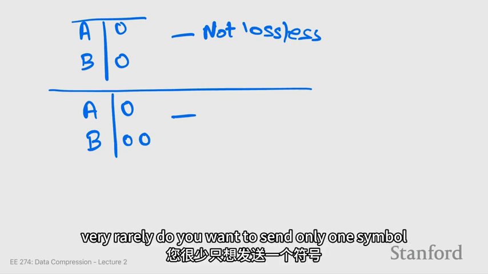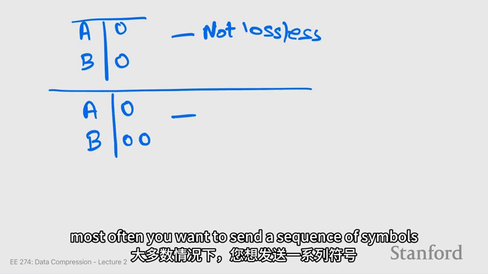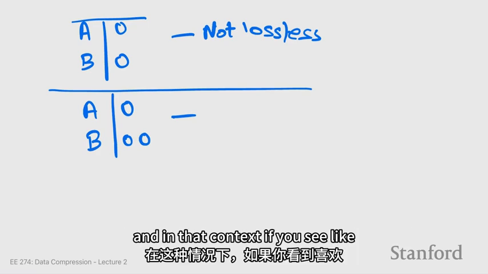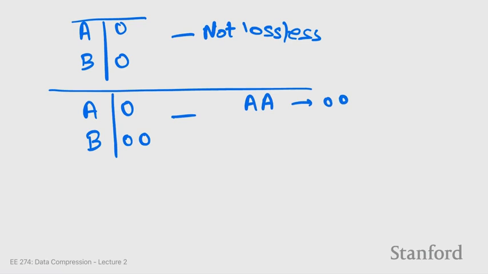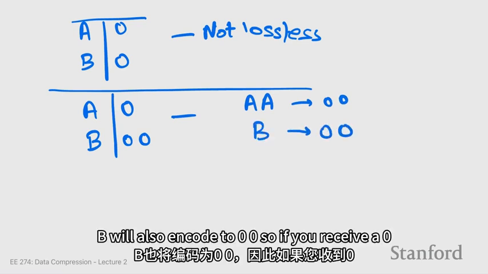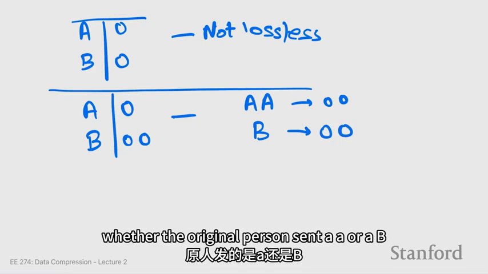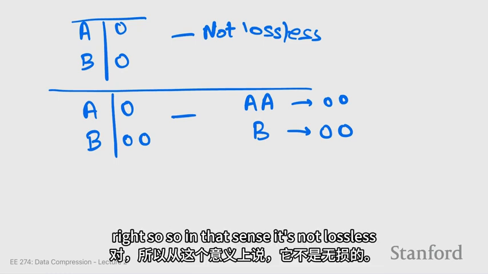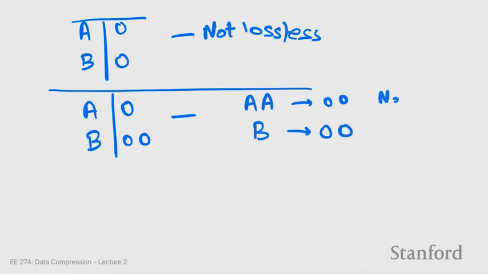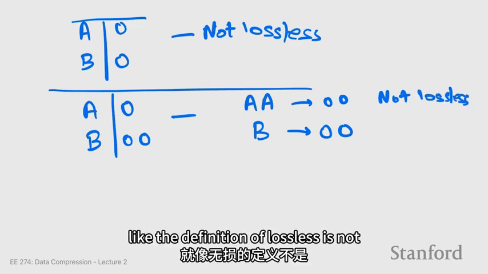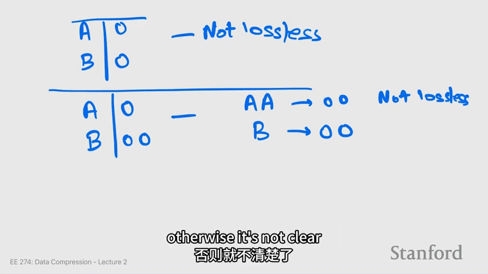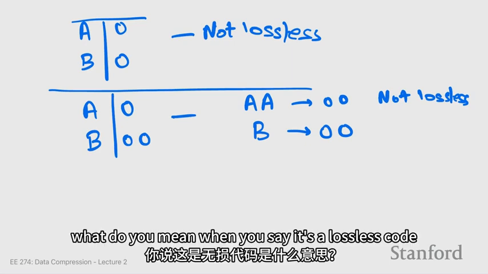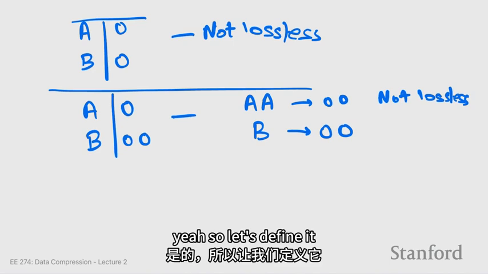But very rarely do you want to send only one symbol. Most often you want to send a sequence of symbols. And in that context, A will encode to 0 0, B will also encode to 0 0. So if you receive a 0 0, you don't know whether the original person sent an AA or a B, right? So in that sense, it's not lossless. But you already see that the definition of lossless is not obvious. You need to define it carefully. Otherwise, it's not clear what you mean when you say it's a lossless code. So let's define it.